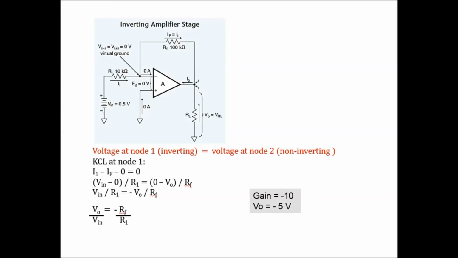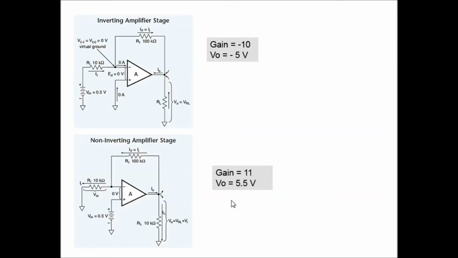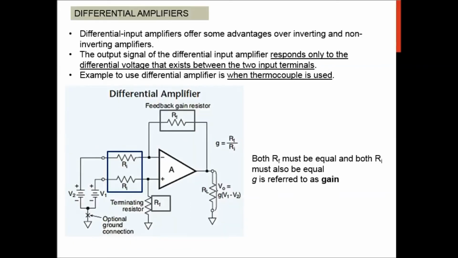Maybe you can try to derive the non-inverting amplifier using the same concept, and see whether you can get the gain is 11 for this example, and whether you can get V out equivalent to 5.5. However, normally for sensors, we use two kinds of amplifiers. The first one is the differential amplifier, and the next one is the instrumentation amplifier.